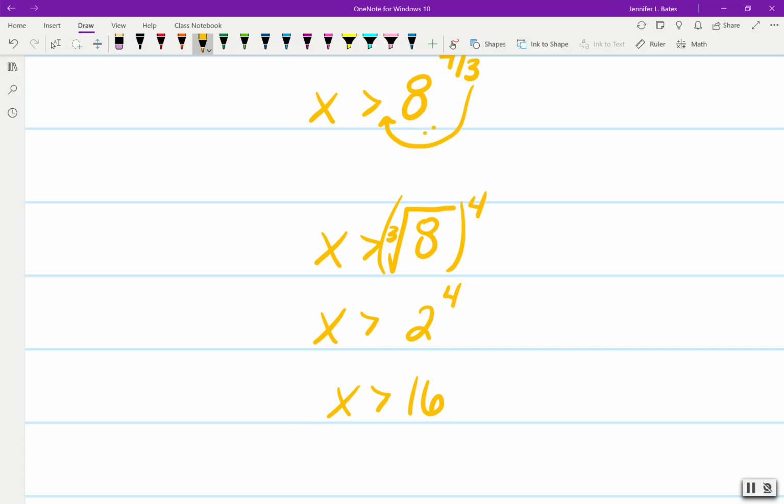Numbers that are bigger than 16, does that include 0? Is 0 bigger than 16? Nope. Are negative numbers bigger than 16? Nope. So do I need to put a 0 on this answer? Nope. This answer is good, because numbers bigger than 16 don't include 0 and don't include negatives, so we don't even have to worry about that.